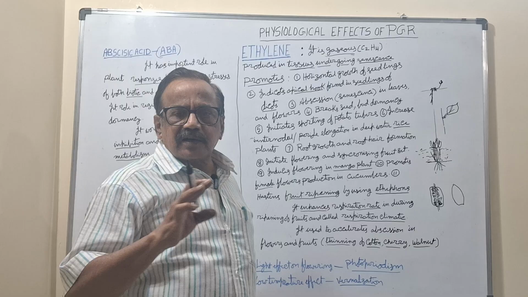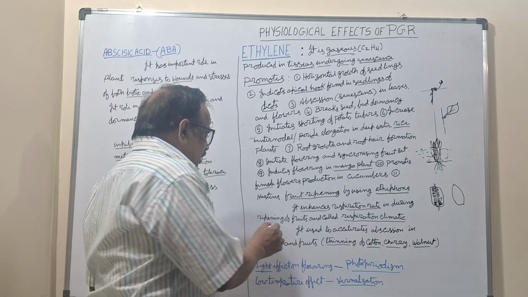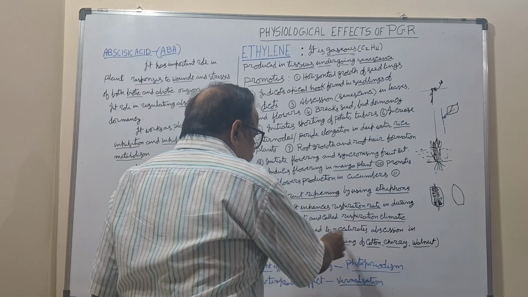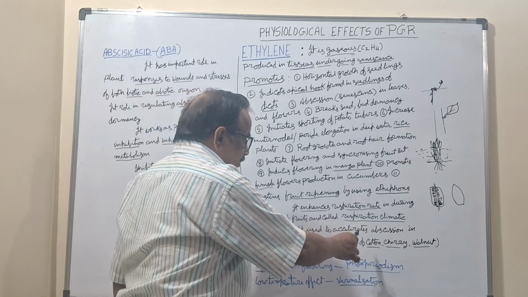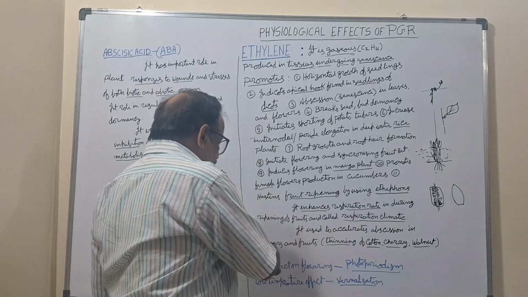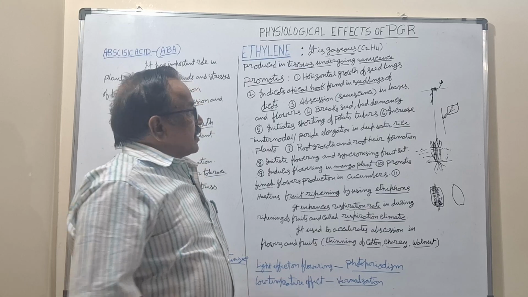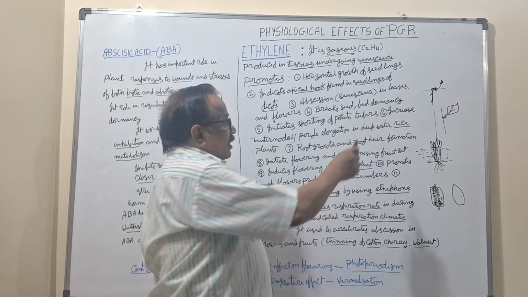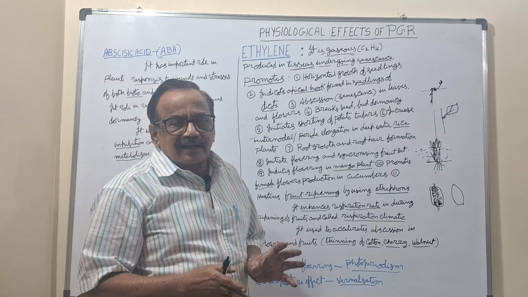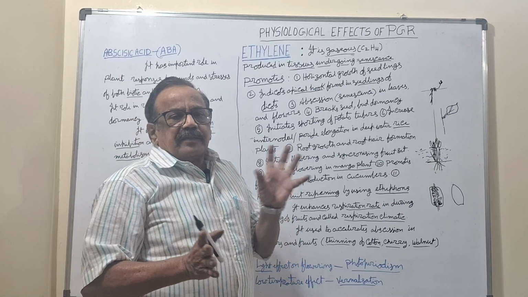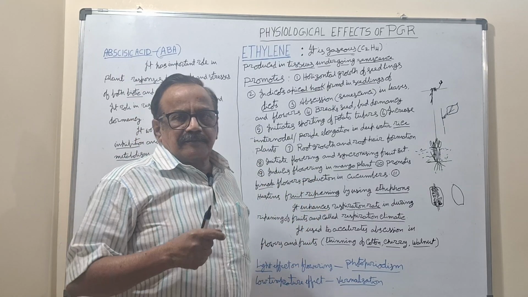Remember this point also, but it is not in the book. Next will be, it is used to accelerate abscission in flowers and fruits. Abscission, I already told, is the formation of a layer that disconnects any organ from the main plant. That is called abscission.